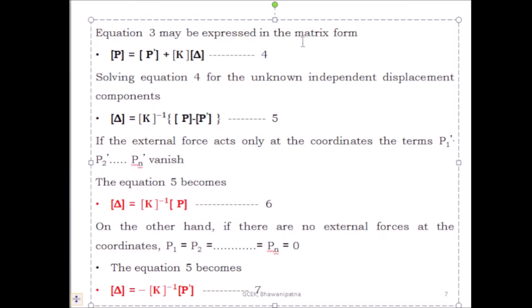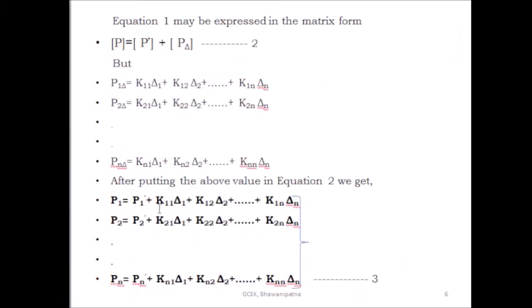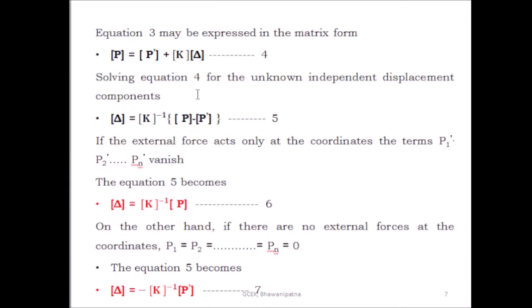Equation 3 may be expressed in the matrix form: P is equal to P dash plus K into delta. This is the P matrix, this is the P dash matrix, and this is the K into delta matrix. Solving equation 4 for the unknown independent displacement components, delta is equal to K inverse into P minus P dash.